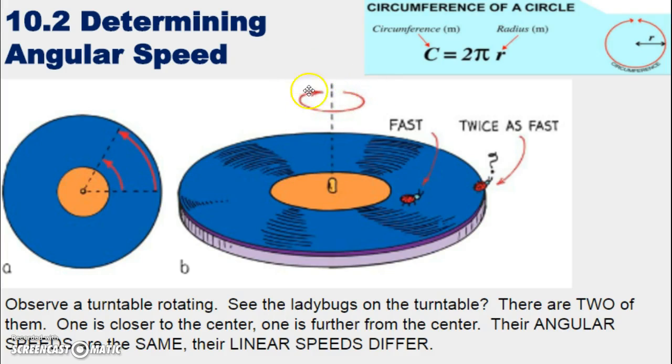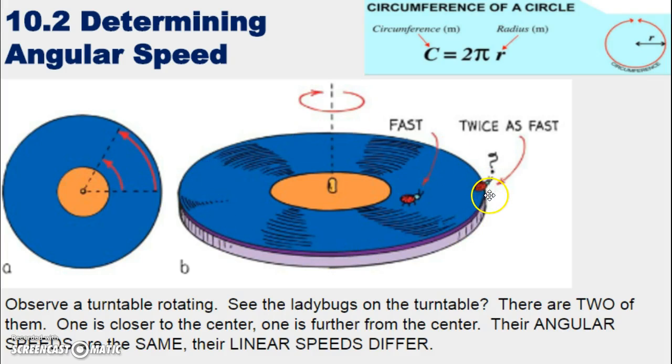I'm using this diagram, this picture here. So they would both end up at the same location after, let's say, 1 second. Let's say they move around 1 time, they would have 1 rotation per second. However, their linear speeds are going to differ, and here's why. If you look at the size of the circle, the ladybug that's closer travels a smaller circle. Therefore, a smaller circumference is a smaller distance traveled in the same unit of time. So this inner one is actually traveling slower than the outer one.